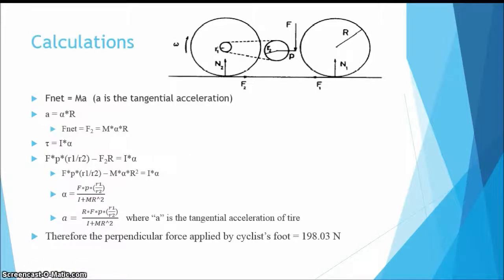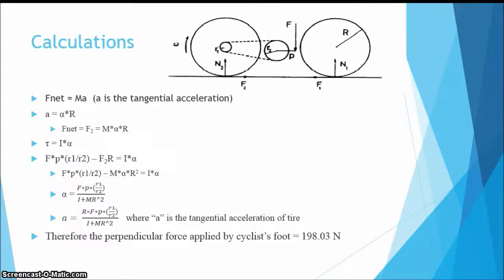So here's the core of the lab where we have done our calculations. So we know that Fnet always equals ma, and we calculated the tangential acceleration through the Python program. So compare this to the angular acceleration, and then we wind up with a term which is Fnet equals the mass times the angular acceleration times the radius of the wheel. And we also know that the torque is equal to the moment of inertia times the angular acceleration.